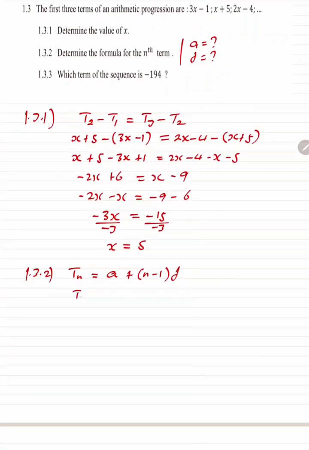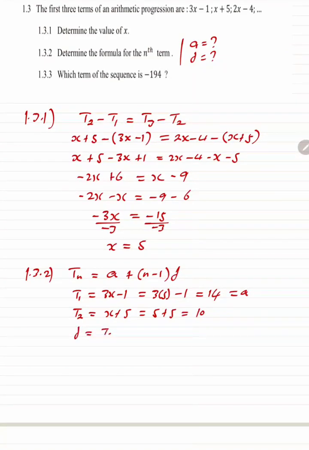So we know that T1 is the same as 3x minus 1. Replace x with 5, minus 1. This has to be 14. So this is the value of a, because that's T1, right? But for us to know the value of d, we need to know what T2 is. So T2 is going to be x plus 5. So the value of x is 5. So that's going to be 5 plus 5, which is 10.